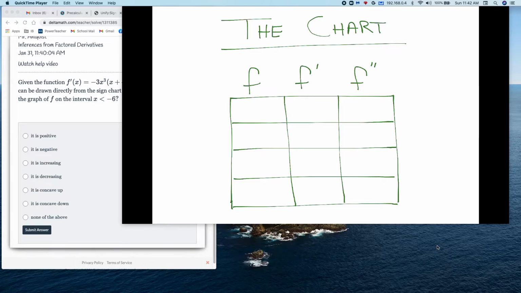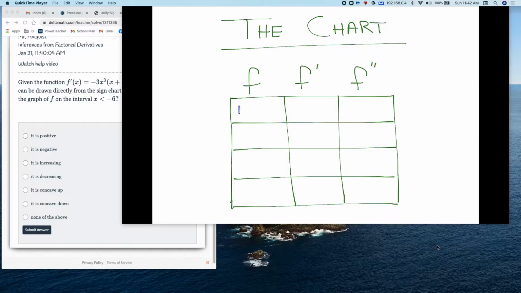Whole idea of the chart. We have to think about what each thing is giving us, and it's really important that you understand not only what this looks like, but also how it works.